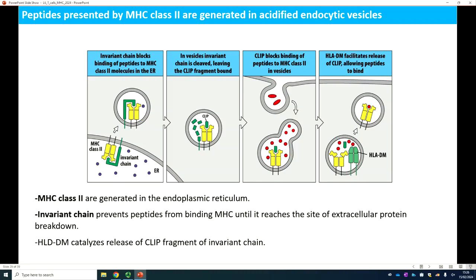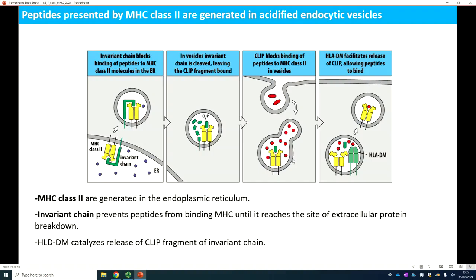So let's start to look at that in a little bit more detail and what's going on stepwise. In terms of MHC class 2, these will be generated and synthesized in the endoplasmic reticulum, so you can see that here. And you'll also notice it's associated with this green molecule, which is known as the invariant chain. The purpose of the invariant chain is that it stops any peptides binding to MHC class 2 before it reaches the site where the breakdown of the peptides is. So you'll see that it gets secreted into a vesicle, and then the invariant chain is broken down so that it leaves just a small portion, which is known as the clip fragment, in that peptide binding groove. And that clip fragment, again, will stop any peptides binding to MHC class 2 too early.